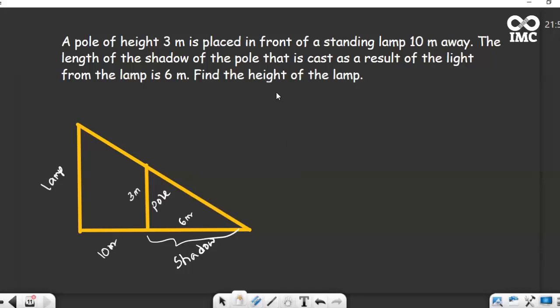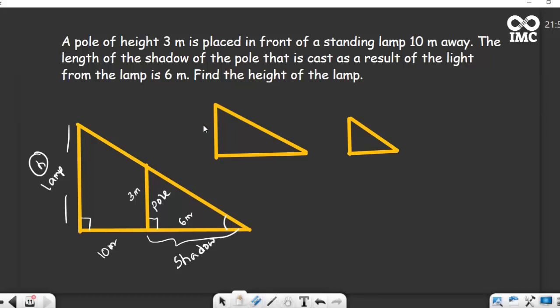Okay. Now the question says find the height of the lamp. Now we need to find out the height, that means the height of this lamp. Okay. So how can you solve it? From this triangle, we can say that this is a similar triangle. Why? Because here this one is the standing lamp and this one is the pole. So obviously it will create 90 degree to the base. Okay. So here this one is 90. This one is the common angle of both triangles.